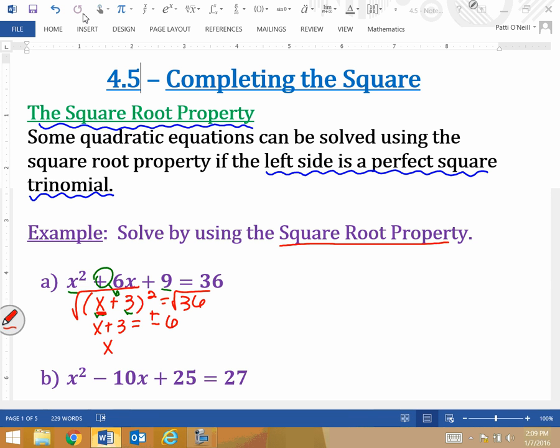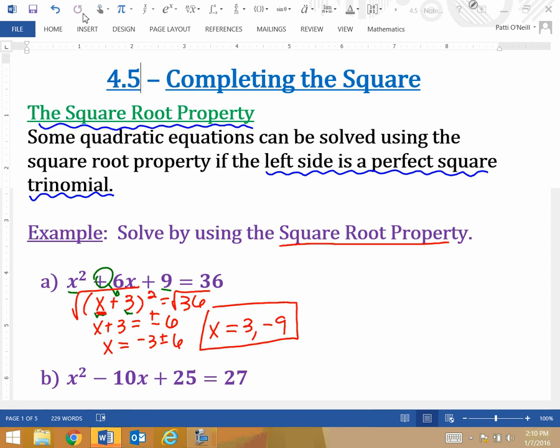To solve for x, I'm going to isolate the x and say x will equal negative 3 plus or minus 6, which turns out to be negative 3 plus 6 is 3, and negative 3 minus 6 is negative 9. So through the square root property, because I had a perfect square trinomial on the left-hand side, I find out that the solutions to this quadratic are x equals 3 and x equals negative 9. Those, again, are the two places where the graph, if we set it equal to 0, would cross the x-axis.